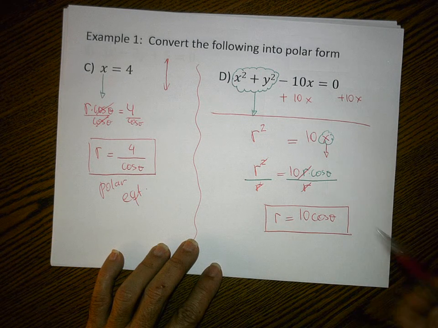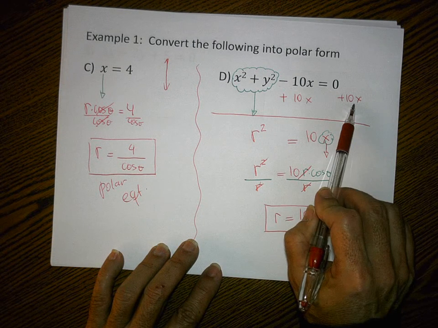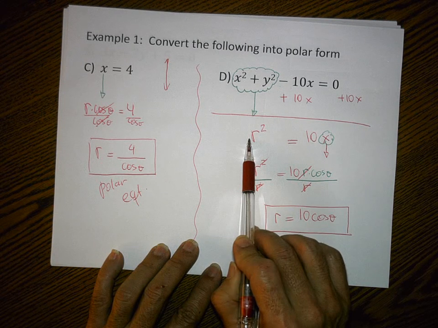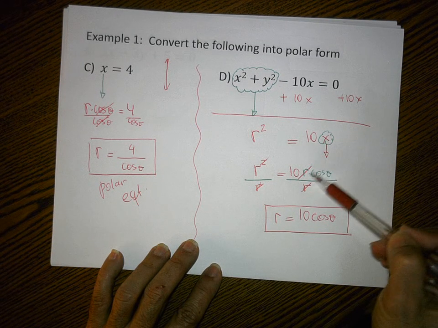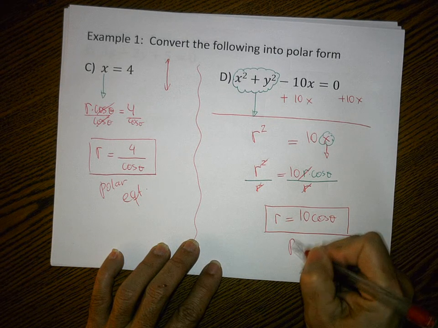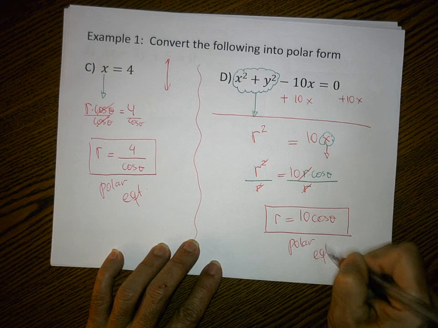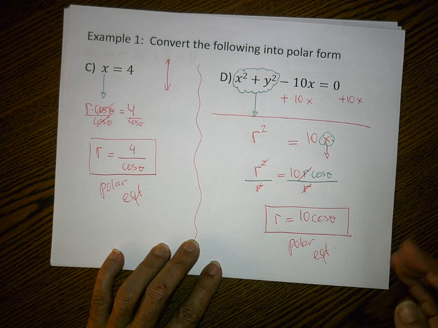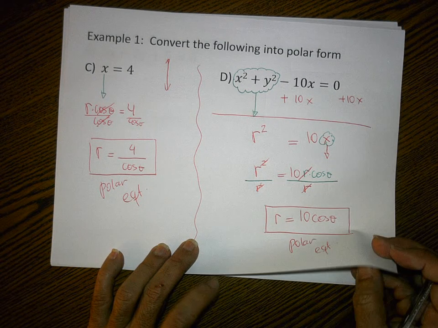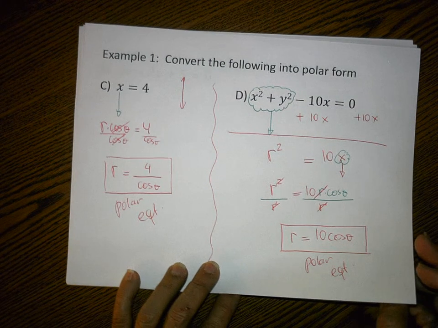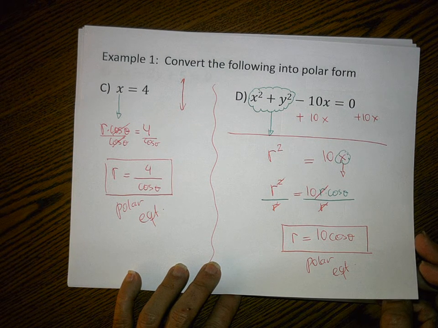So recapping it, I moved the 10x over by adding. I substituted the x squared plus y squared, and I substituted the x by r cosine theta. Reduce, and there's our polar equation. I'm pretty much using the same exact examples you would see in the book, and there is not a whole lot I can change when I give you problems on the quiz or on Edulastic or at notes.